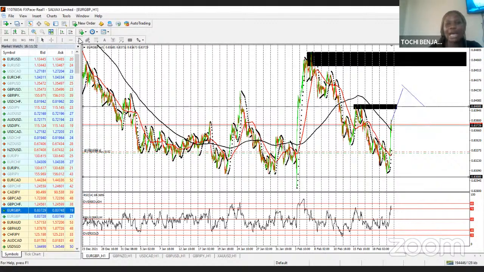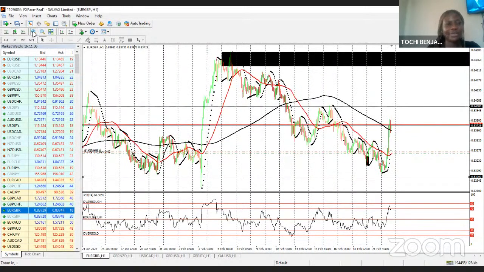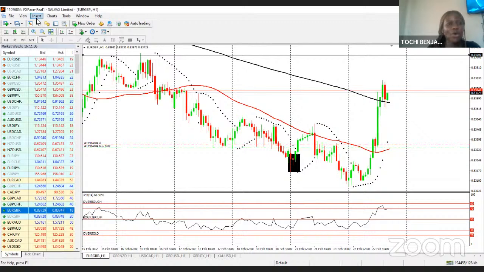Then we can turn this initial resistance into a support. This is a resistance compared to the current market price, but if price has taken out this level, it will turn this initial resistance into a support for price to continue to the next area of value, which is the next area of resistance. So once price has taken out a level, it's expected that there will be a retest on that zone before a continuation.